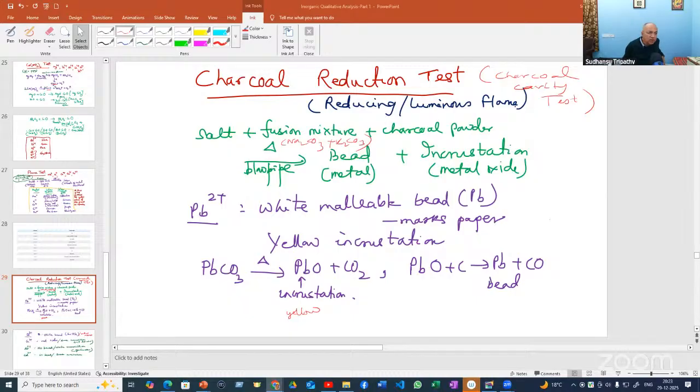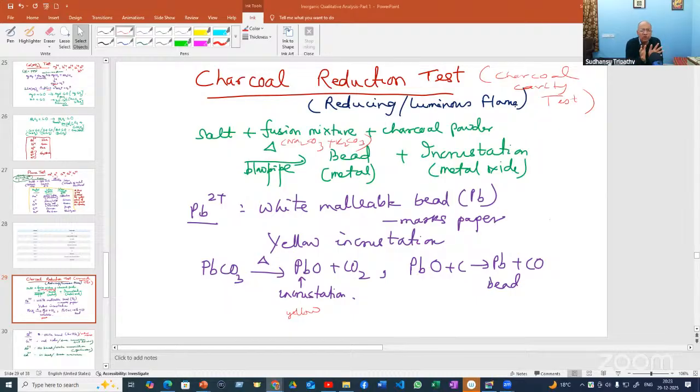What indication do you get from the charcoal cavity heating in an oxidizing flame? Yes, sir, the salt melts and sinks down. Then you perform the charcoal cavity test. Now, you may ask, sir, calcium, barium, strontium were present in both the flame test as well as the cobalt nitrate test. So what will happen? They will show two symptoms.